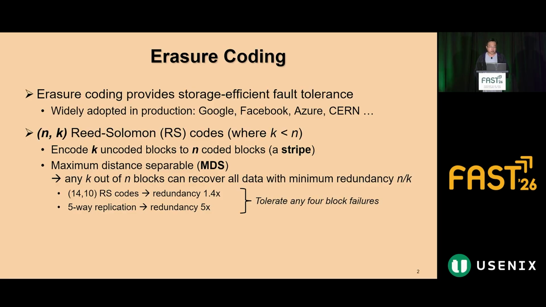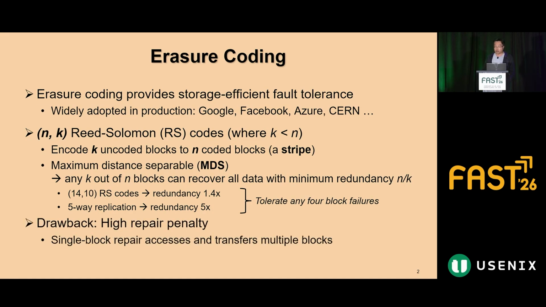5 times redundancy. However, there's a drawback of using erasure coding, which is the high repair penalty. Essentially, when you repair every single block, you need to transfer multiple blocks. For the case of Reed-Solomon codes, you need to transfer k blocks. So that means that you will have amplification in both bandwidth and I/O.